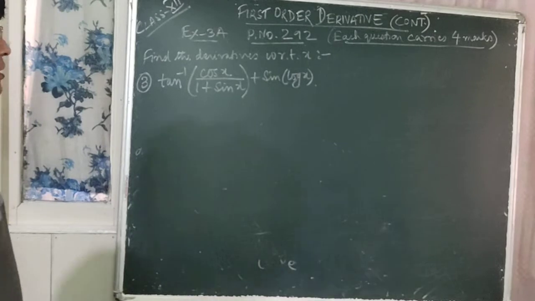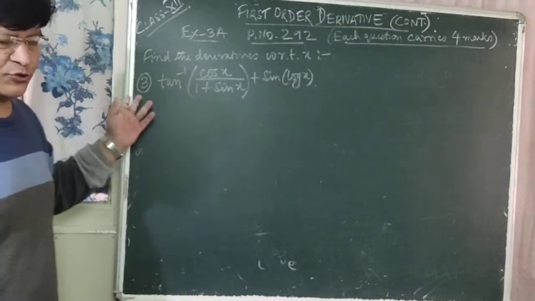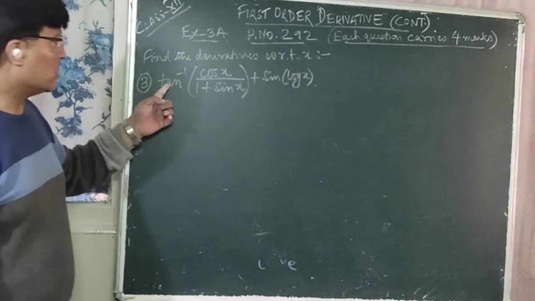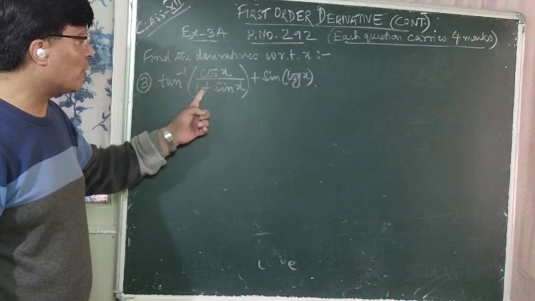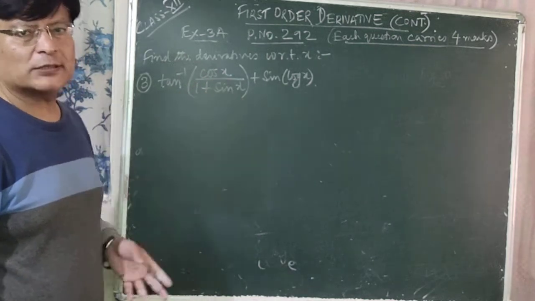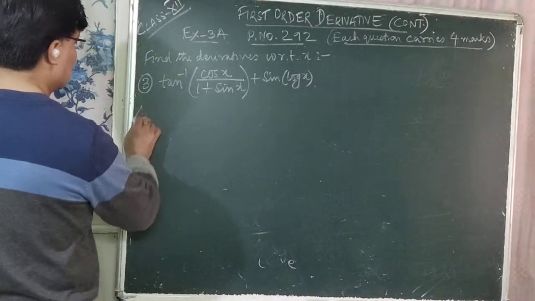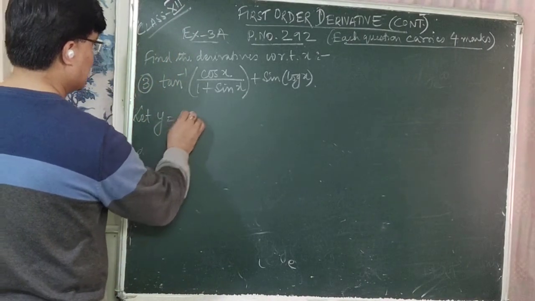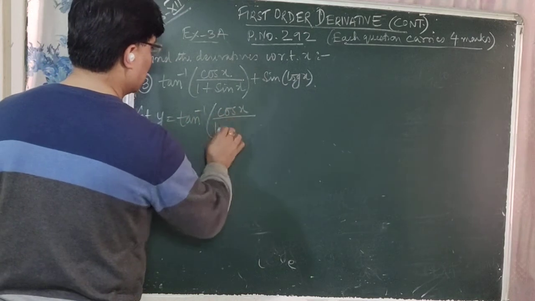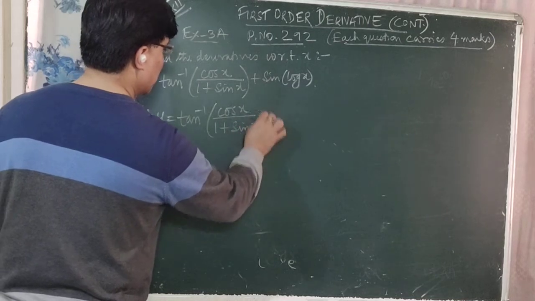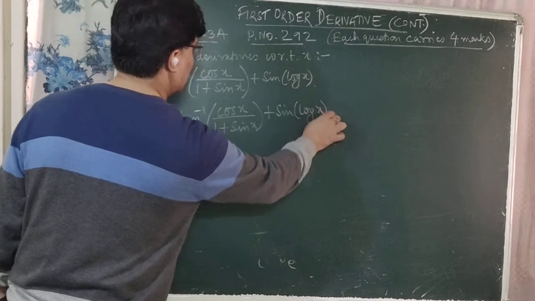So now we'll do the next question. Find the derivative with respect to x of this function. That is question number 3. This is your inverse circular function, tan inverse within bracket cos x divided by 1 plus sin x, and plus sine of log x. Let us assume it as y is equal to tan inverse within bracket cos x by 1 plus sin x bracket closed, plus sine of log x.